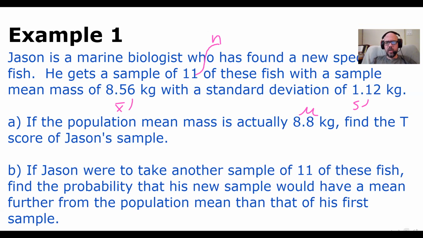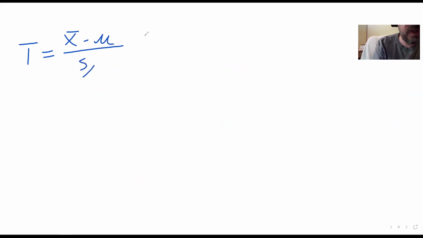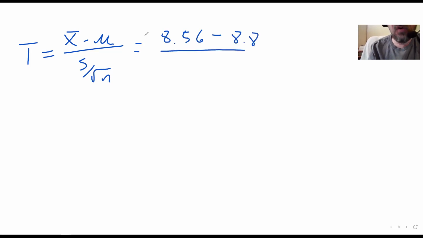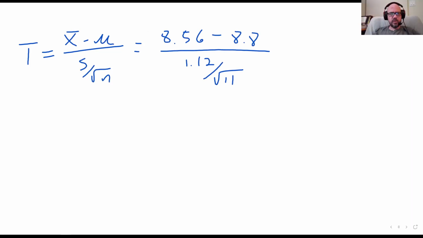So let's go and do that. t equals x bar minus mu over s over root n, which in this case, x bar was 8.56 minus a mu of 8.8, over s. Our s was 1.12 and our n was 11, so that's the square root of 11 there. And yeah, there we go. That's what we're going to calculate. I'm just going to jam that all on a calculator.